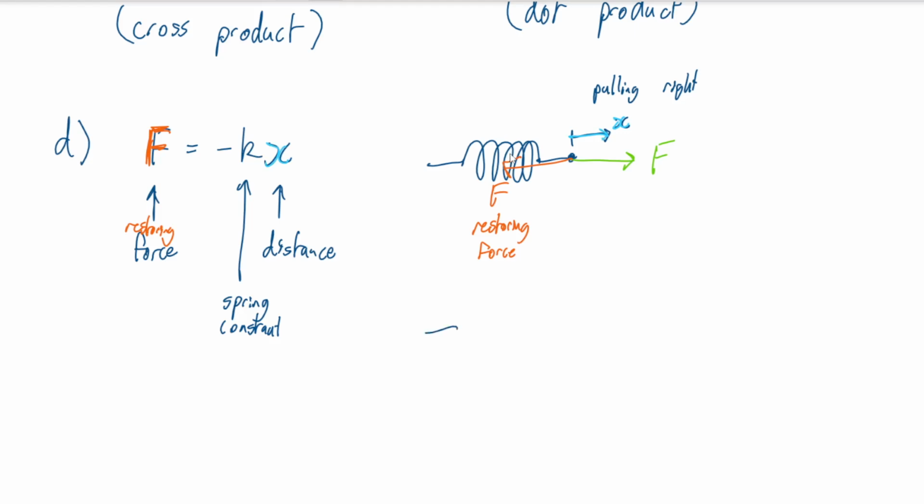Similarly, if we had the same spring and you were pushing the spring inwards, you were compressing the spring, so its distance will be going now to the left, the spring is going to want to bounce back and restore itself to its equilibrium position. So the spring is providing a force to the right, which is opposite the direction that you pulled it. Right, and that's why we have that negative sign.